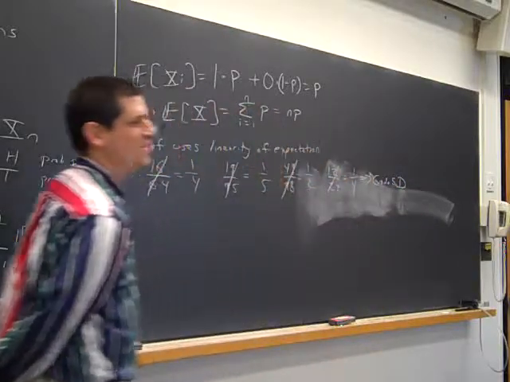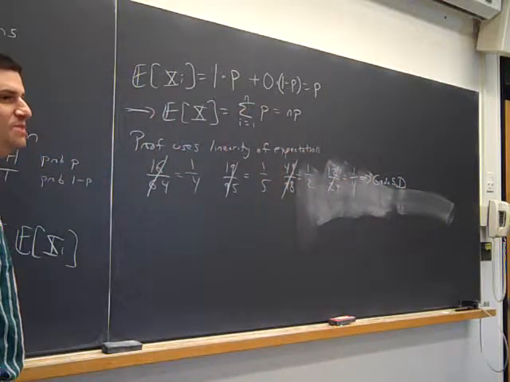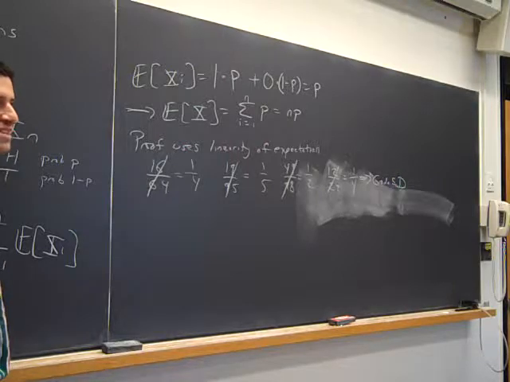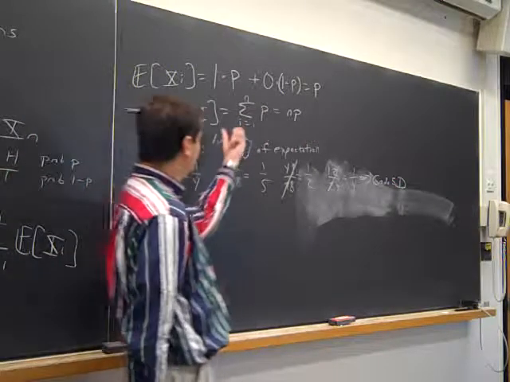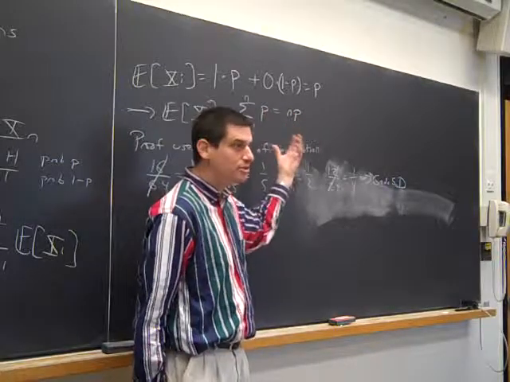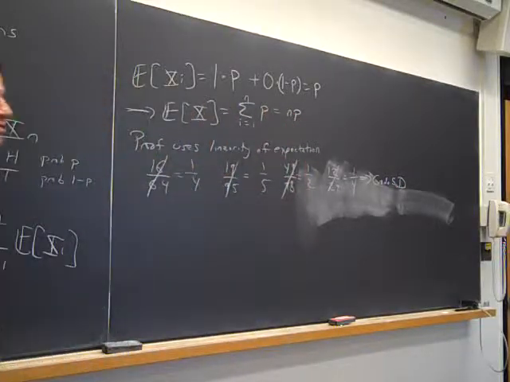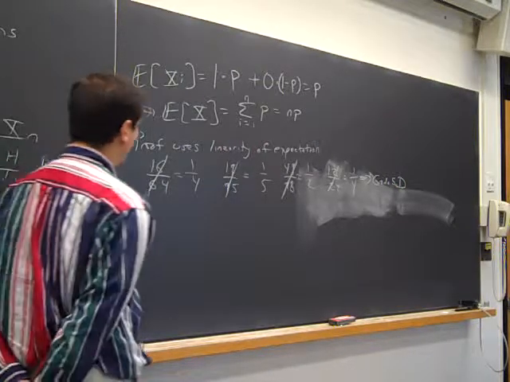Just because you check something for a couple of cases does not mean it works. We need to be able to justify switching. Just because it works in this problem does not mean it's always justified. I'll give you an example later with variances, where it looks like the variance of a sum is the sum of the variances, but that's not always true. It's only true in certain cases. So you've got to be very careful.